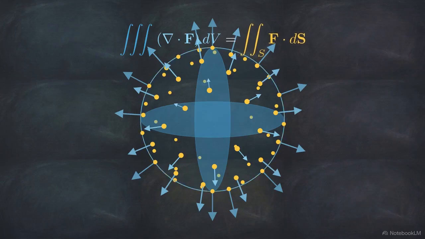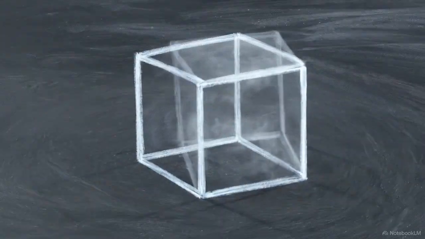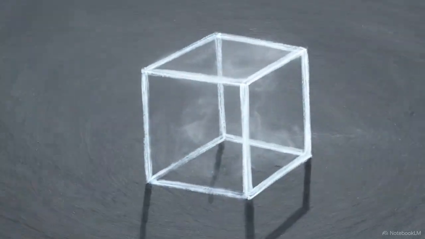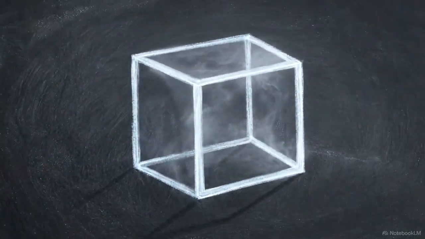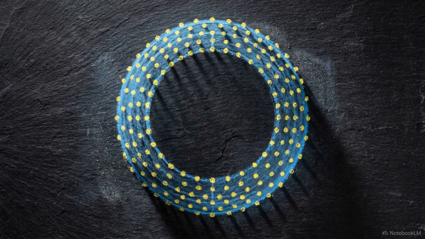Instead of measuring every internal point, you bypass the interior entirely and only measure the flow crossing the outer skin. This collapses a three-dimensional data problem into a two-dimensional surface calculation, removing the primary bottleneck in multivariable calculus. Because the boundary and the interior are mathematically linked, knowing exactly what crosses the border allows you to determine the sum of everything happening inside.